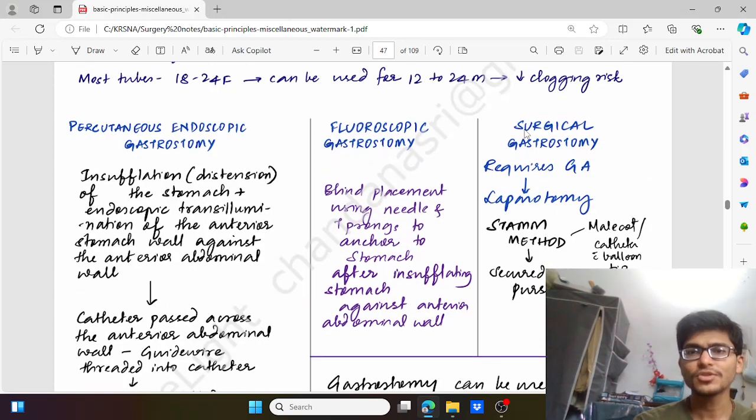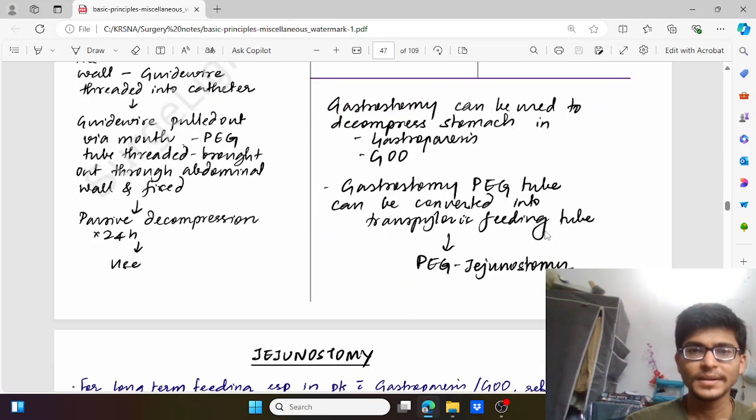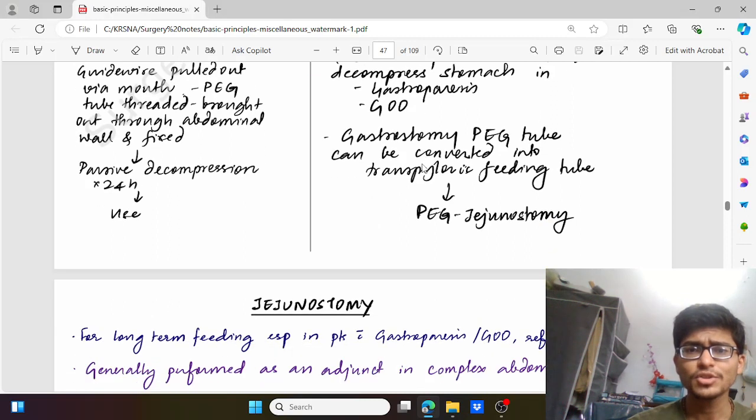Then we have surgical gastrostomy, which requires GA and laparotomy, and the method uses the Stamm method, where we can secure the tube with a purse string or a Malecot catheter with balloon tip. Gastrostomy can be used for decompressing the stomach in gastroparesis and gastric outlet obstruction. A gastrostomy PEG tube can be converted to a transpyloric feeding tube through PEG jejunostomy.